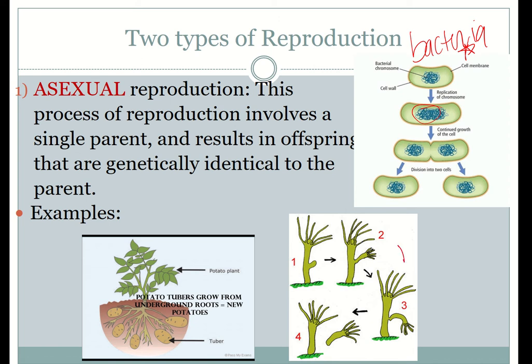This is a hydra. The hydra uses something called budding, which is a type of asexual reproduction. It creates this little bud on here, which is essentially a new hydra. And what it does is it breaks off, and then we have an entirely new hydra. Some plants can reproduce asexually as well.